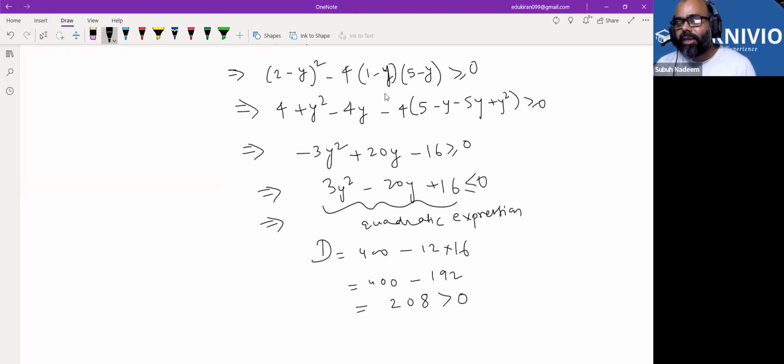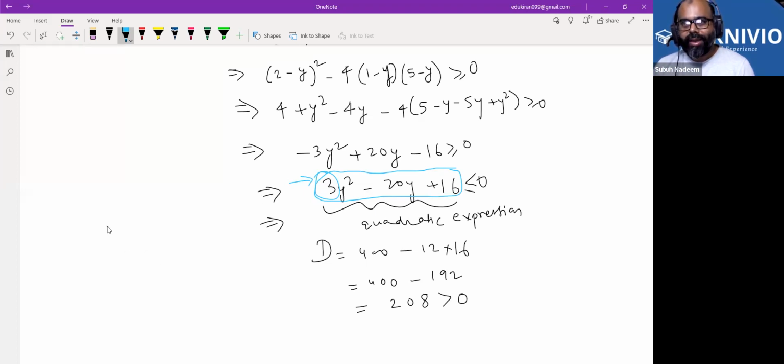So if the discriminant is greater than 0, then the graph of this quadratic is a parabola. Since the coefficient of y square is positive, which is 3, which type of parabola is it? You studied in class 11th that for a quadratic expression we get an upward parabola and a downward parabola. So if a is positive, is it an upward opening parabola or a downward opening parabola?